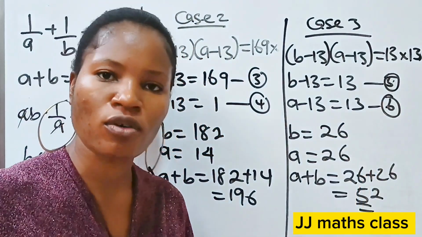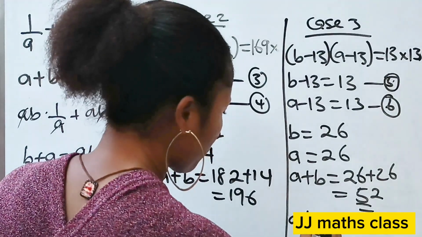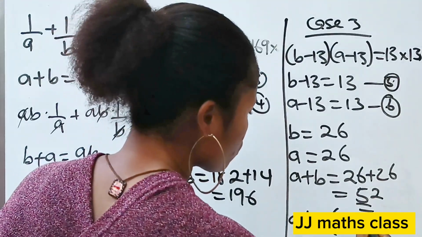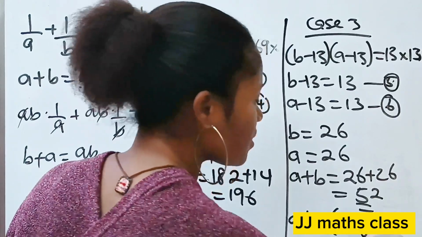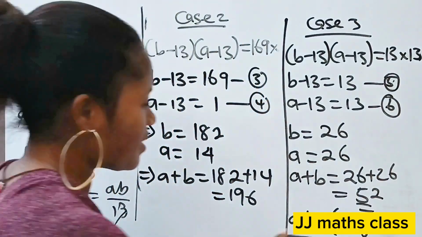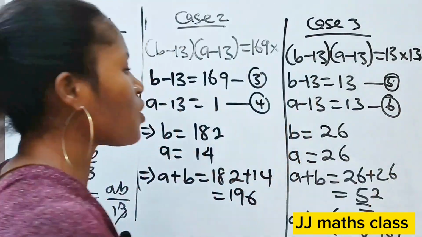So that means the two values of a plus b are 52 and, what did I get again? 196, yes, 196. So these are the values of a plus b.